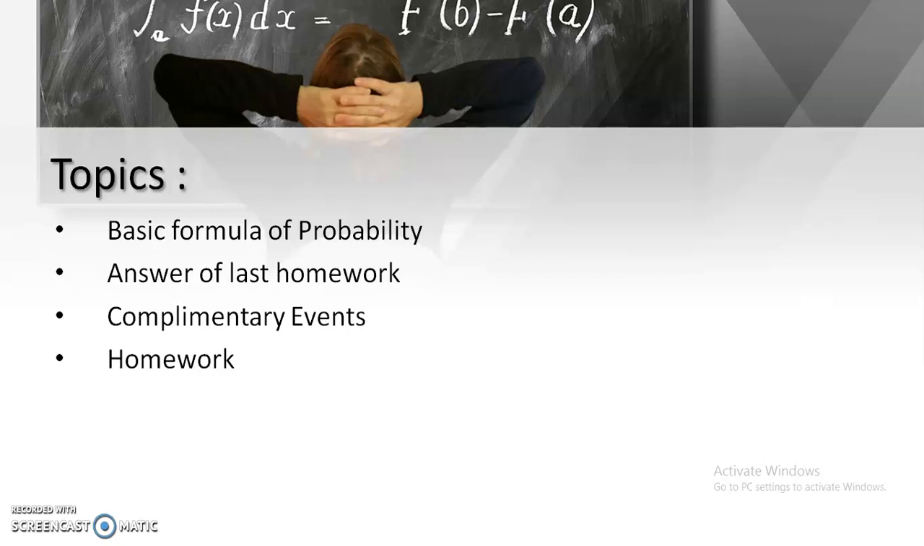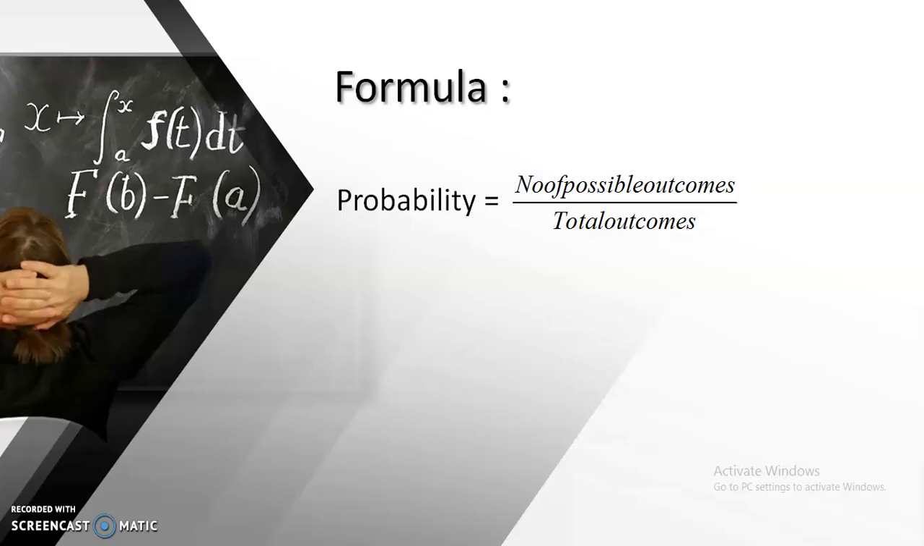Have you done your homework? I think you have. Third, complementary events, which is new for you. And the last one is homework. So, starting with the basic formula. The formula is probability equals the number of possible outcomes divided by total outcomes, for an event E.